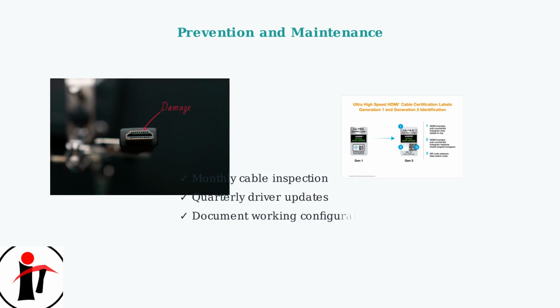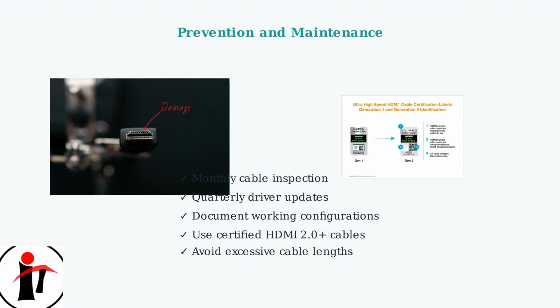Inspect cables monthly for physical damage like bent connectors or frayed wires. Use certified HDMI 2.0 or higher cables for 4K displays, and avoid excessively long cables that can cause signal degradation. Keep a record of working display configurations for quick restoration if issues occur. Quality cables and regular maintenance will save you time and frustration in the long run.